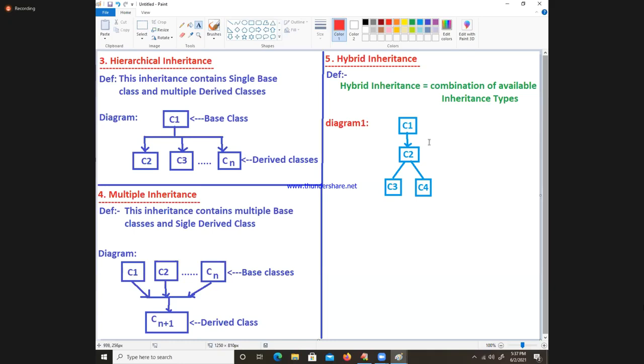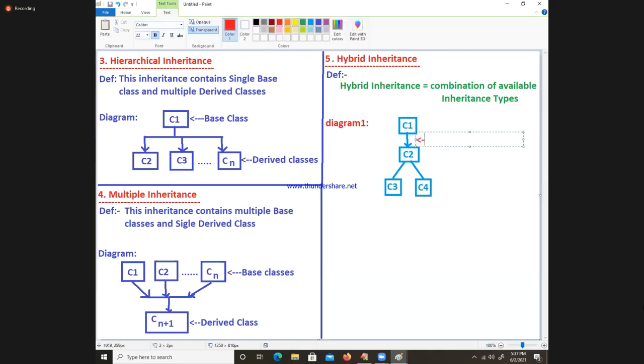If you don't mind, I am writing here single. This comes under single inheritance. This comes under multi-level inheritance. It comes under hierarchical inheritance.